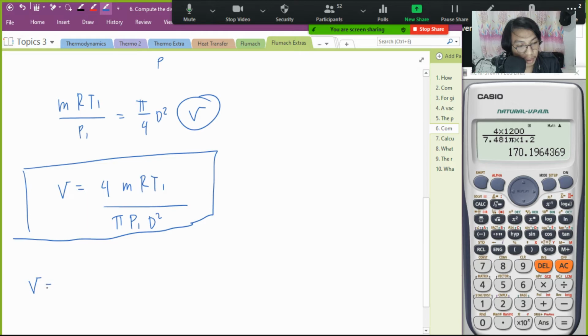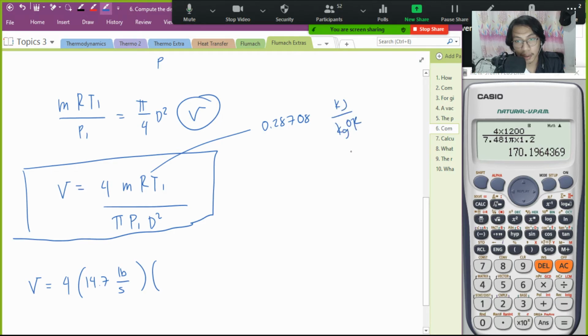So, the velocity is equal to 4. Yung mass niya is 14.7 pound per second times, ano ba ang R ng air? O, recall natin, the R of air is 0.28708 kilojoule per kilogram degree Kelvin. Kapag SI, pag English, that is 53.34 pound foot per pound degree Rankine. So, 53.34 pound foot per pound degree Rankine.